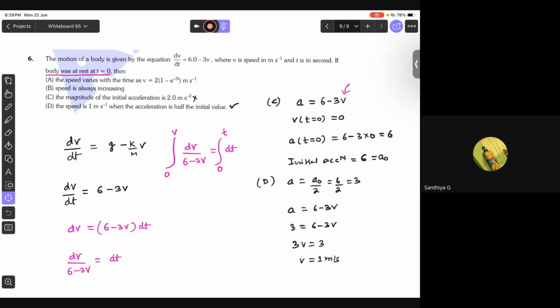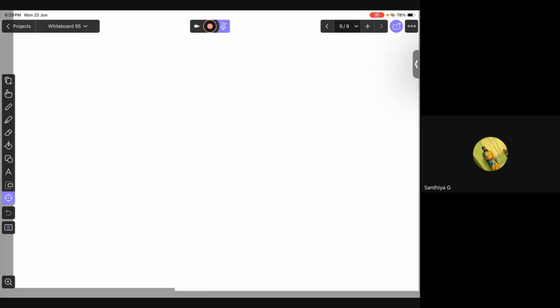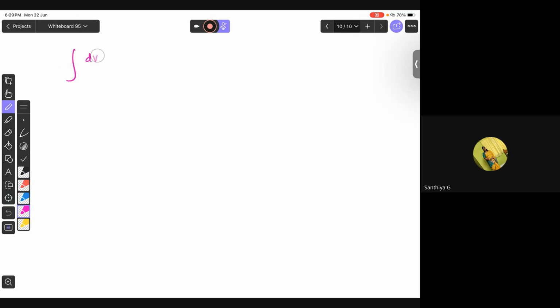I will solve it if you did not get it. So we have dv by 6 minus 3v equals dt, 0 to t, 0 to v. So integration of this will be log of 6 minus 3v divided by minus 3, from 0 to v. The other side integration will be t.